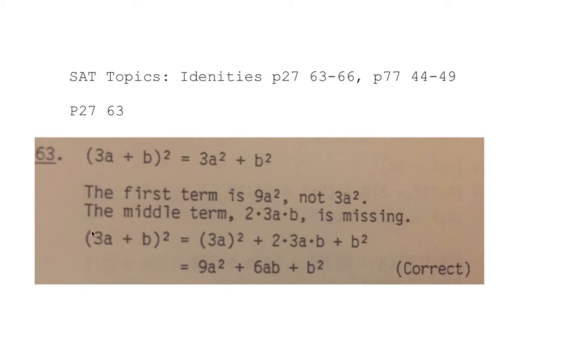Or if you remember the formula, a squared plus 2ab plus b squared, you can see that you're missing the 2ab, the middle term. 2 times 3a times b is this middle term right here that you have to make sure you remember. And then here, you can see it simplifies to 6ab.